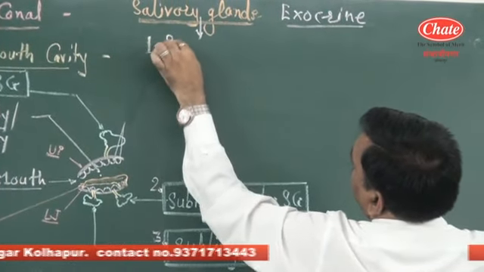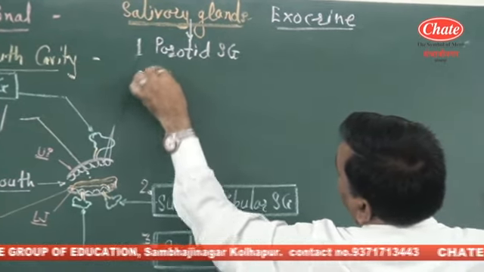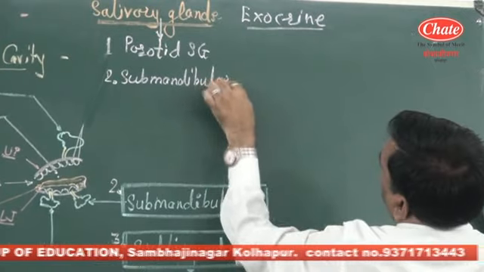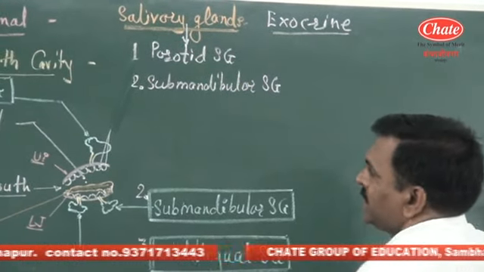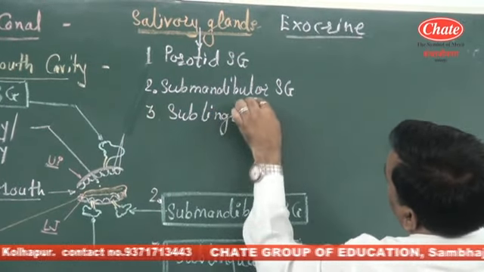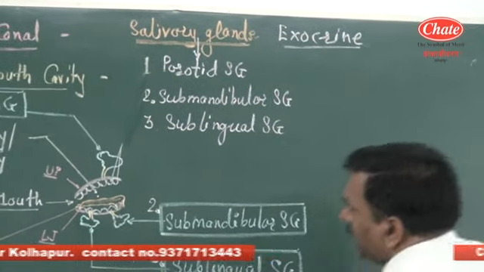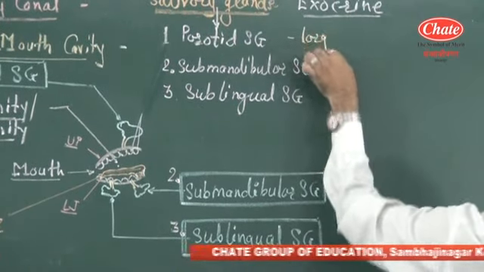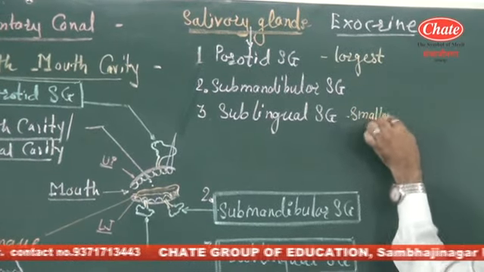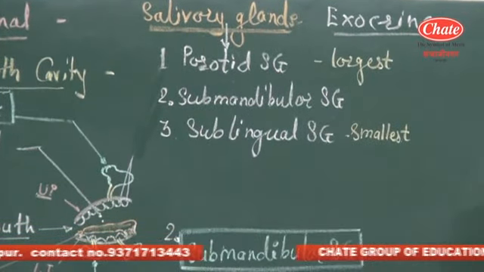First is termed the parotid salivary gland. Second is termed the submandibular salivary gland, also termed the submaxillary salivary gland. And third is termed the sublingual salivary gland. So there are 3 different types of salivary gland. The peculiarity is that the parotid salivary gland is the largest salivary gland. Sublingual is the smallest. So the largest salivary gland is the parotid salivary gland and the smallest salivary gland is the sublingual.